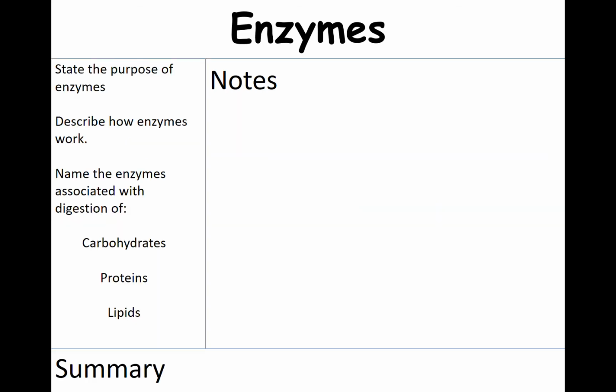So we should write out our notes in this way with the title across the top and the learning objectives down the left-hand column. Then in your notes, you'll write the answers corresponding to those learning objectives. Finally, at the end of the lesson, you'll summarize what you've learned in your own words.